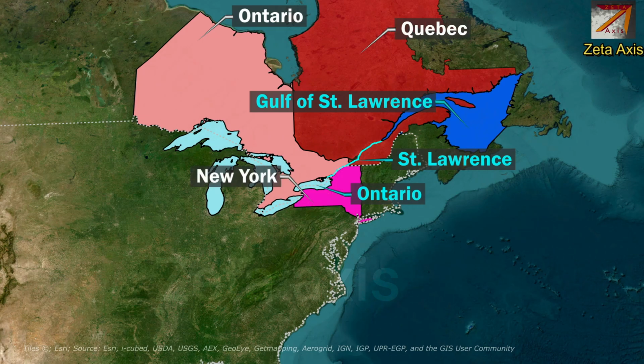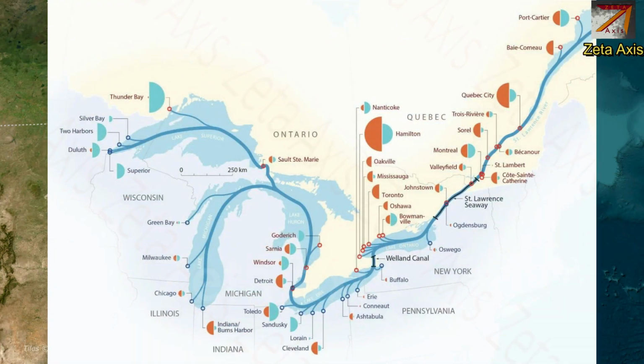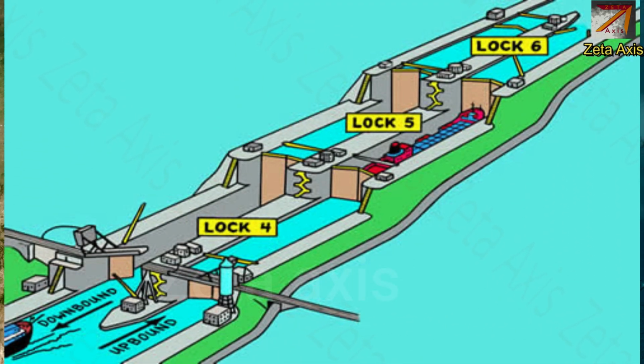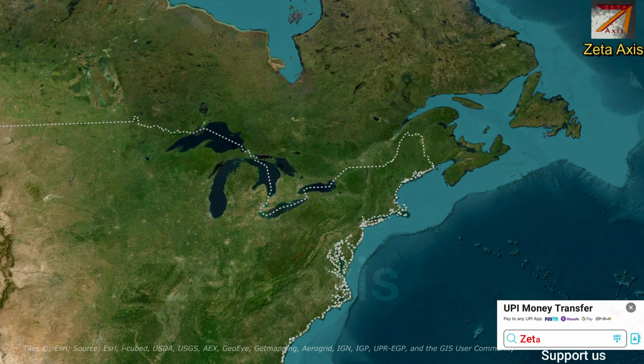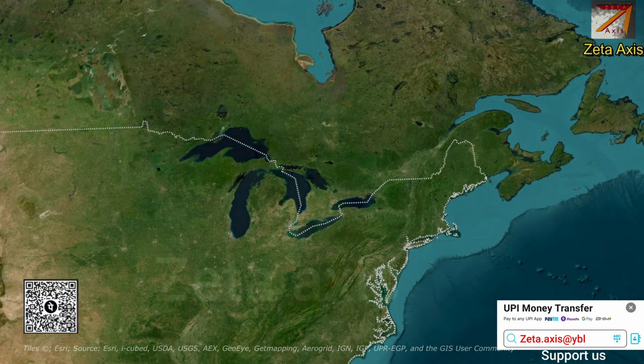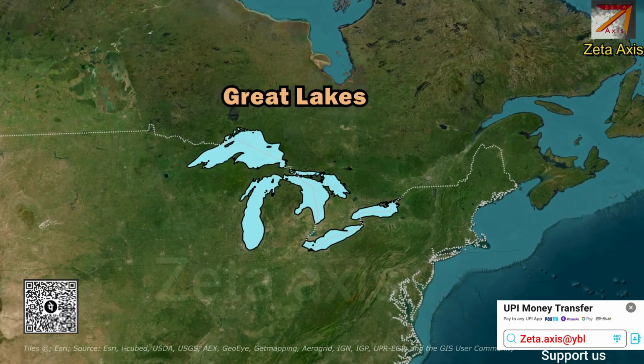A section of the river forms the Canada-US border. The St. Lawrence River remains an important shipping route as the backbone of the St. Lawrence Seaway, a lock and canal system that enables world marine traffic to access the inland ports of the Great Lakes. Now let's discuss the lakes of the North American continent, starting with the Great Lakes of North America.